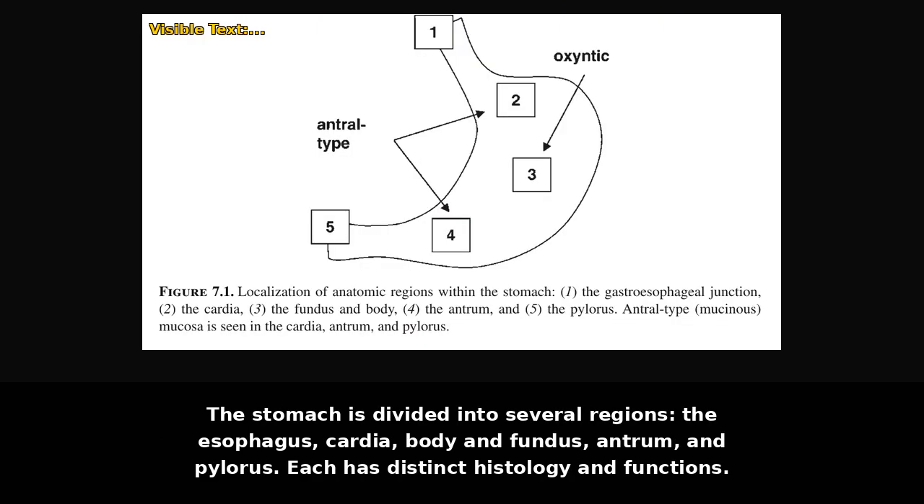The stomach is divided into several regions: the esophagus, cardia, body and fundus, antrum, and pylorus. Each has distinct histology and functions.